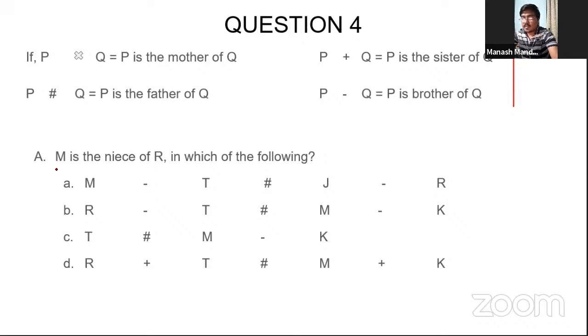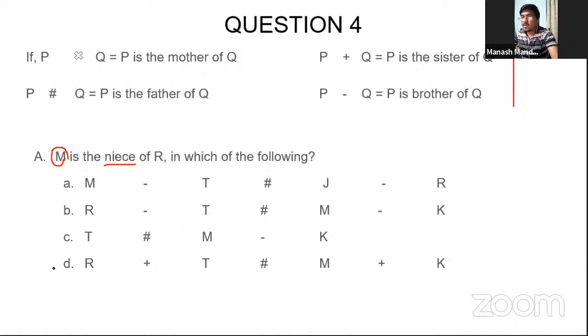So before that, understand this: M is the niece of R. When it says niece, this means M is a female, and we do not know the gender of R. R can be a male or a female. So with the help of this, you have to solve this question.